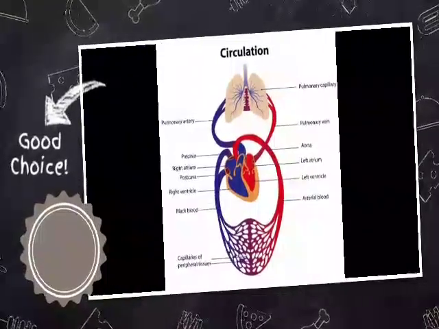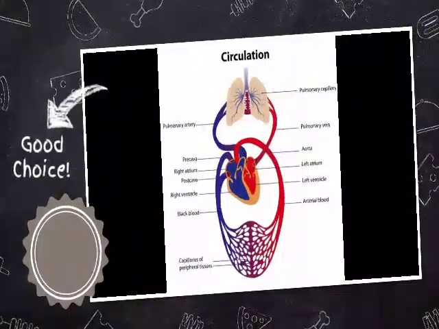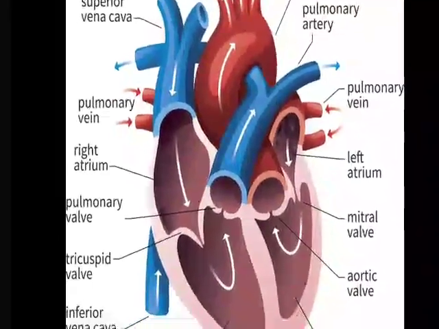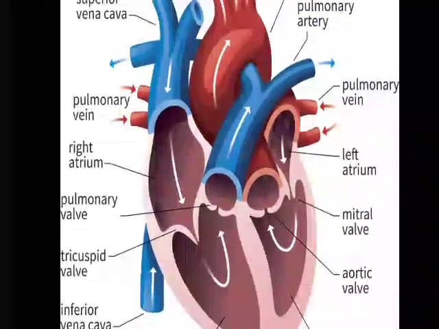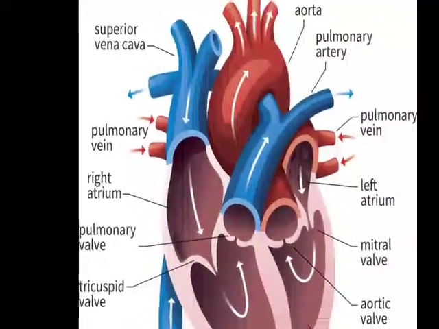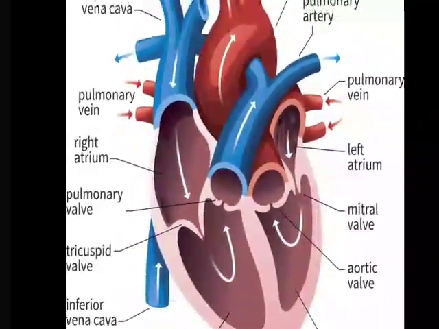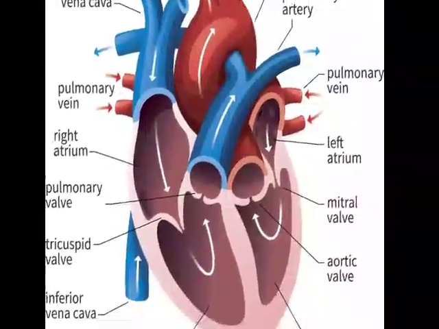It's important to note that the heart's chambers work together in a coordinated fashion to pump blood throughout the body. When the heart beats, the atria contract first, pushing blood into the ventricles. The ventricles then contract, pushing blood out of the heart.